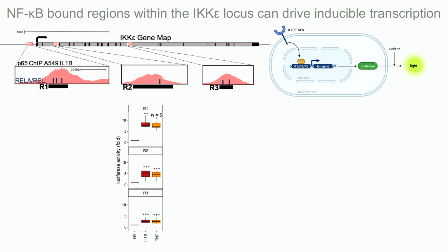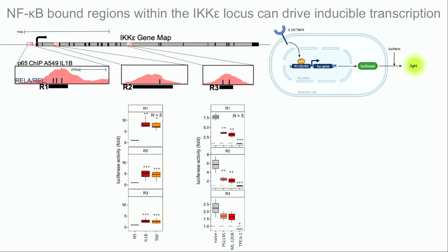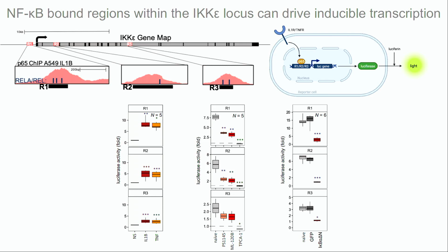First, I'm showing that R1, R2, and R3 were all able to significantly induce gene expression when exposed to IL-1 beta and TNF. Then I wanted to show that this regulation was dependent on the canonical NF-κB cascade. So I added back in those IKK inhibitors, PS1145, ML120B, and TPCA, and they were all able to significantly reduce luciferase activity. As well, I added back in the IκBα ΔN overexpression virus, with significant reduction.